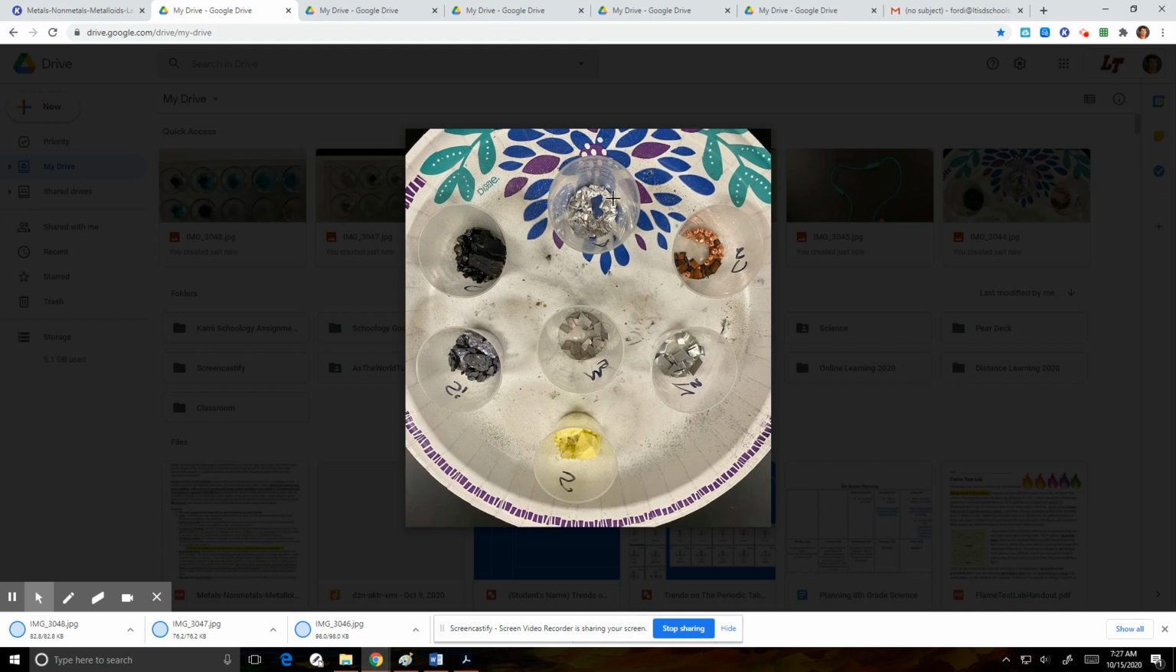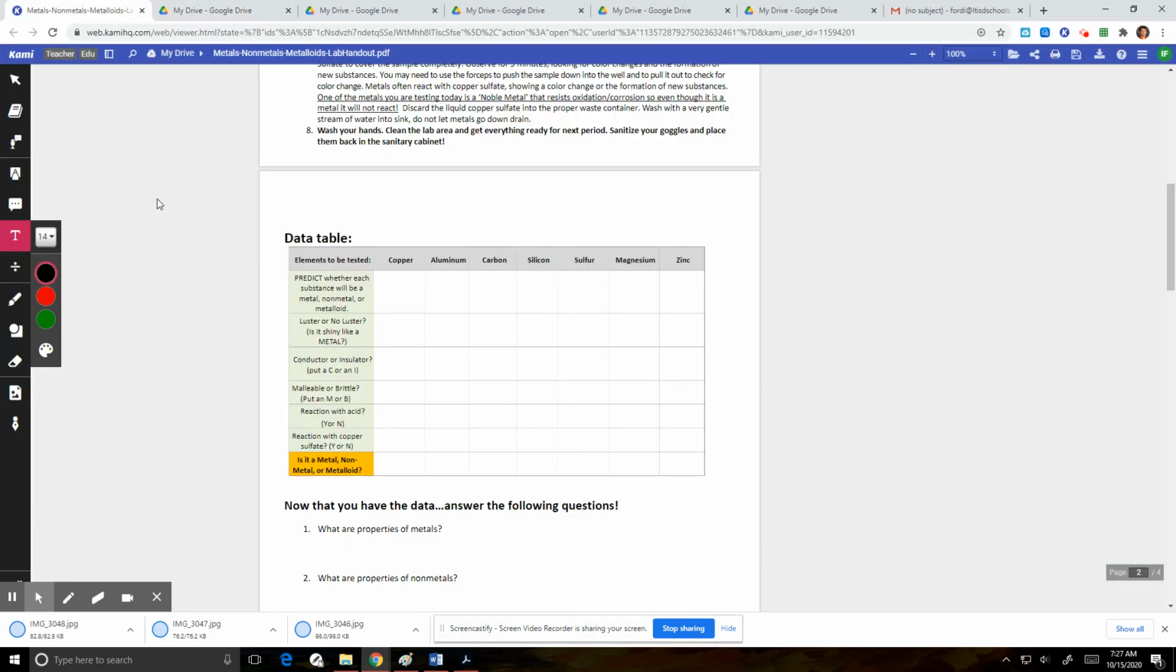I would say aluminum is a yes. I would say copper is a yes. I would say zinc is a yes. I would say sulfur is a no. I would say silicon is a yes. And I would say magnesium, although it may look a little bit tarnished here, it definitely does have luster. It is reflecting light like a metal would. So I would say yes on magnesium. So where you're going to fill that in is right here in this portion of the data table. So you can go ahead and do that.